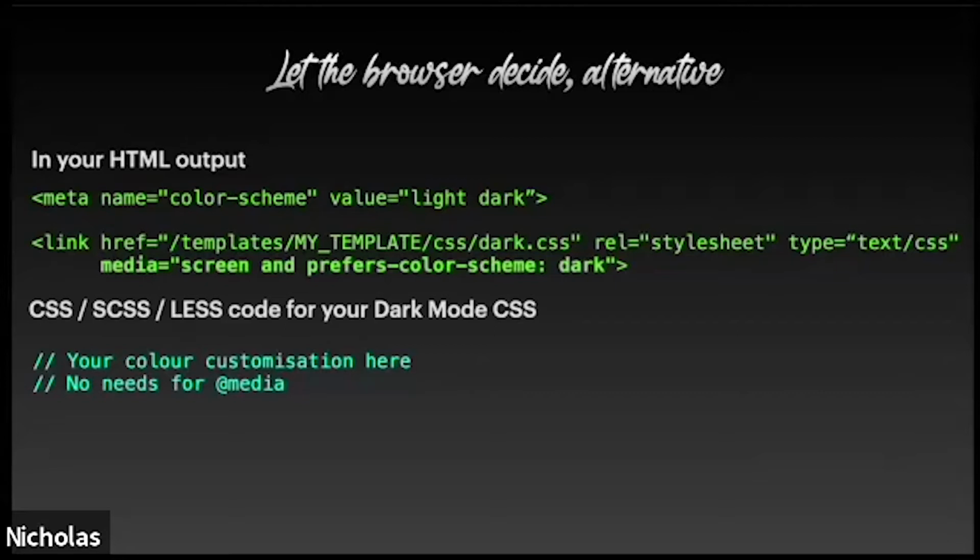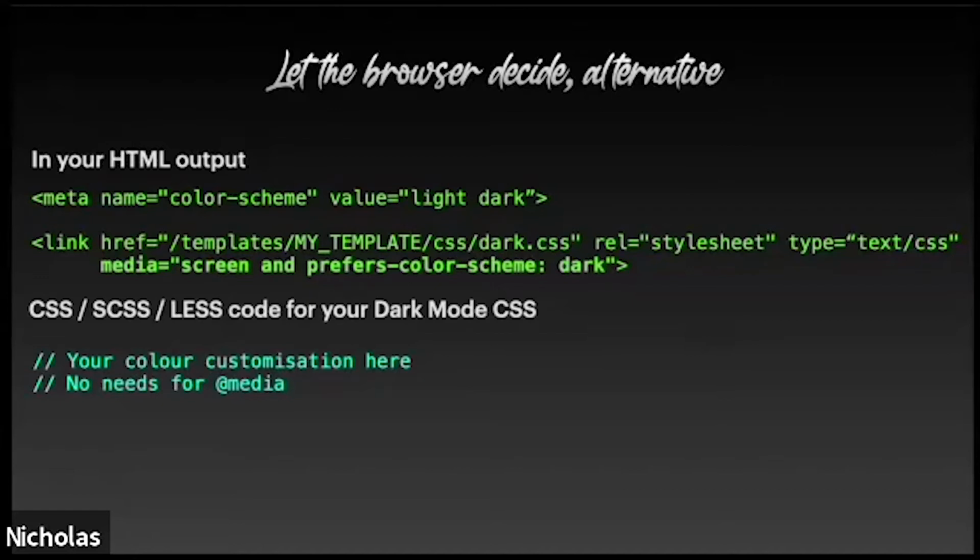There is an alternative way to do the same thing, to let the browser decide, where instead of loading a really big CSS file that has both the light and dark mode, we can load two different CSS files. So by default, you load your light mode CSS file, the CSS file that you probably already have for your site. And then inside your template, you need to add a meta tag, color-scheme, with the value "light dark", which means my site supports both light mode and dark mode.